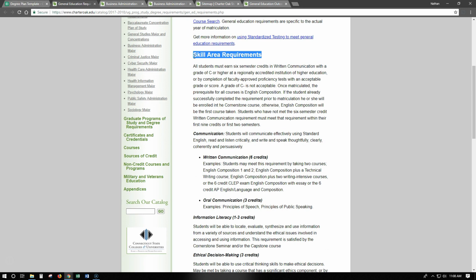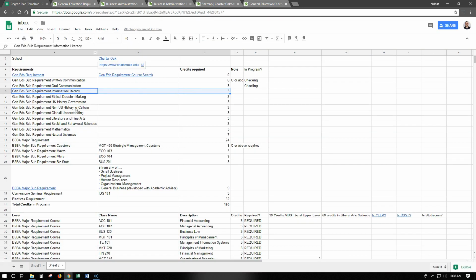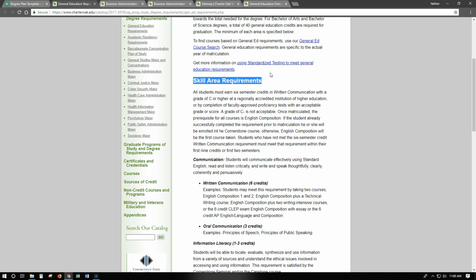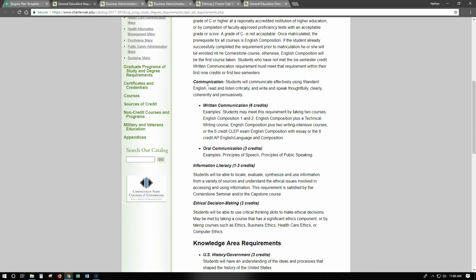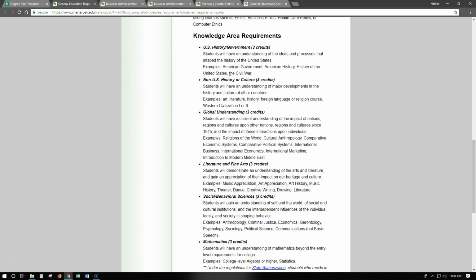Okay, well, we're assuming that they're using headers properly in their website HTML. So that's written, oral, information literacy, and ethical decision making all fall under this skill area requirements: communication, written, oral, information, and ethical decision making. So all of this are sub requirements. So we've broken all this out: 6, 7, 8, 9, 10, 11, 12, 13, 14, 15 out of our 40. Now we only have 25 left.